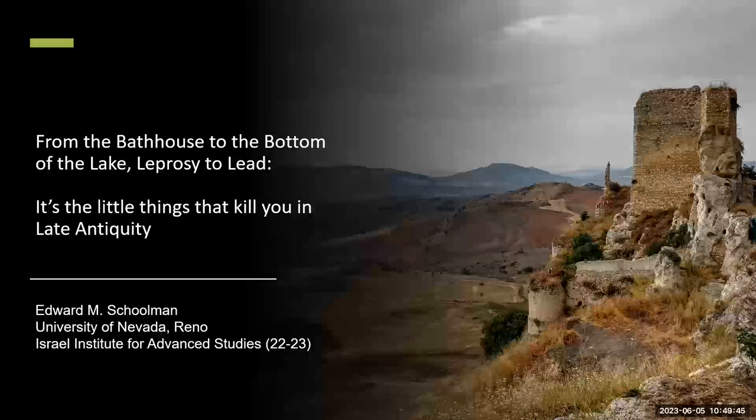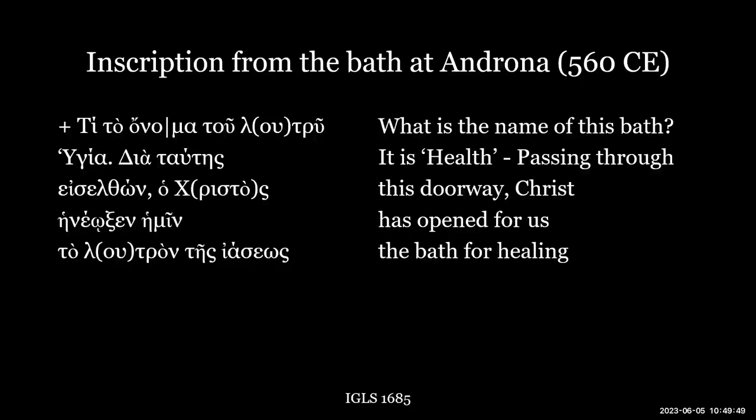Although attitudes on bathing in these communal spaces were mixed, especially in the conflicting attitudes of late antique Christian writers, evidence such as an inscription from Androna, a small town southeast of Antioch that served as one of the Syrian military frontier outposts during the 6th century, demonstrates that baths had also remained spaces connected to notions of healing and wellness. The inscription says, "What is the name of this bath? It is Health. Passing through this doorway, Christ has opened for us the bath of healing."